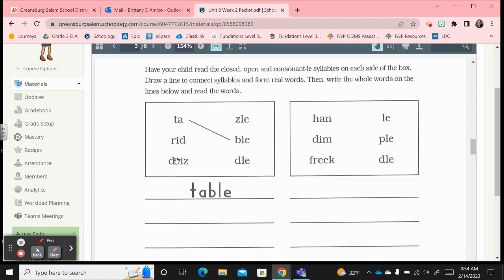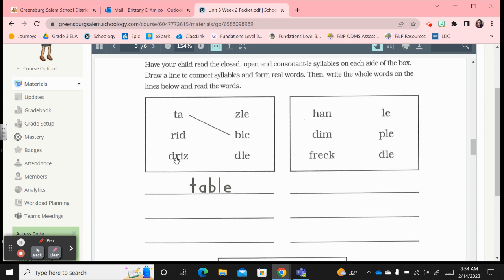Have your child read the closed, open, and consonant LE syllables on each side of the box. Draw a line to connect syllables to form real words. Then you're going to write the whole words on the lines below and read the words. Okay, so let me get my marker back. I think I have it. They did table. This one you know is closed, so that's riddle, a riddle. And drizzle, you drizzle dressing on your salad.